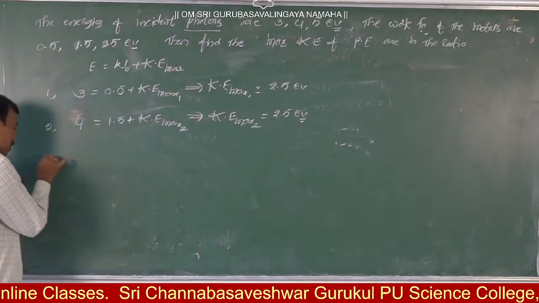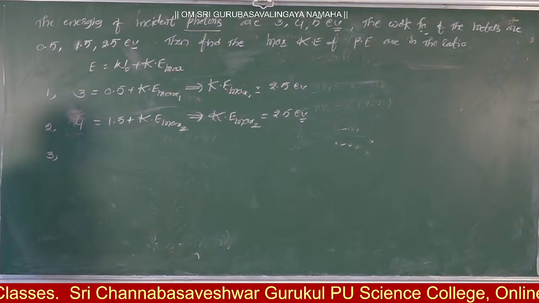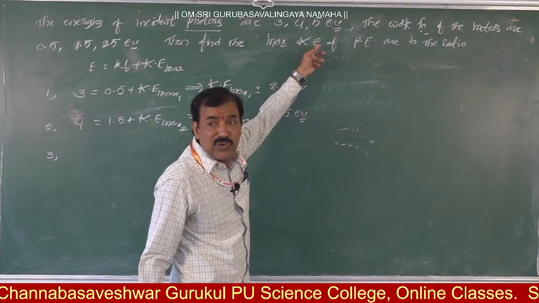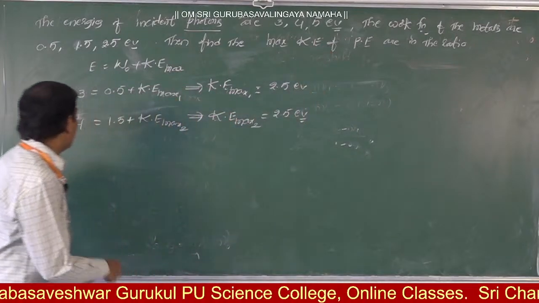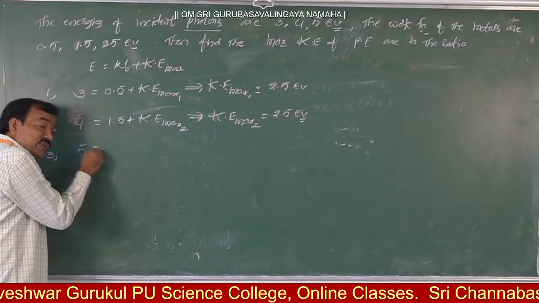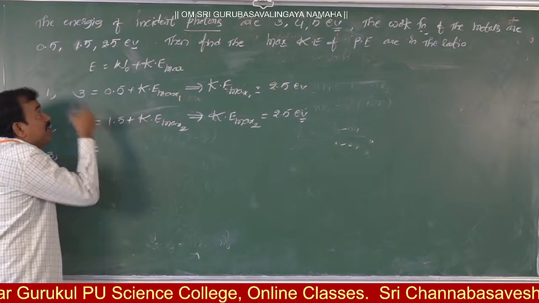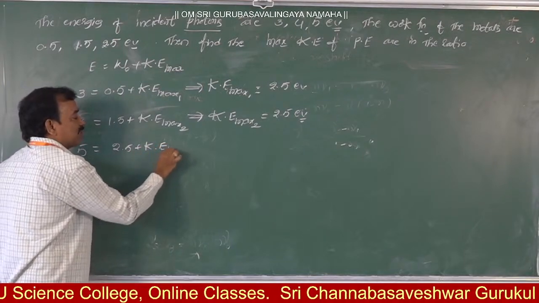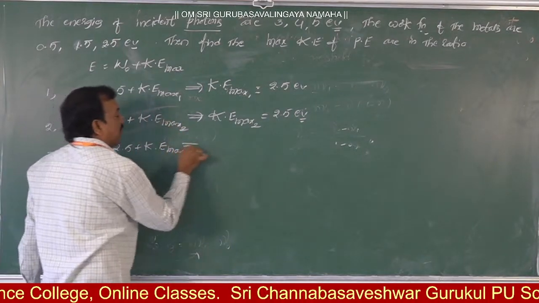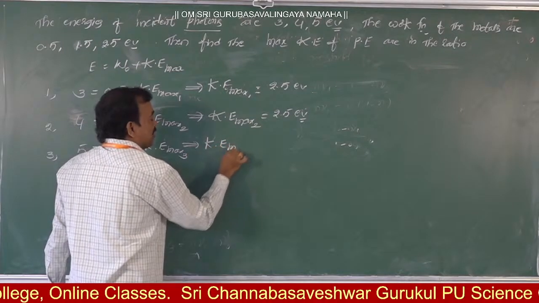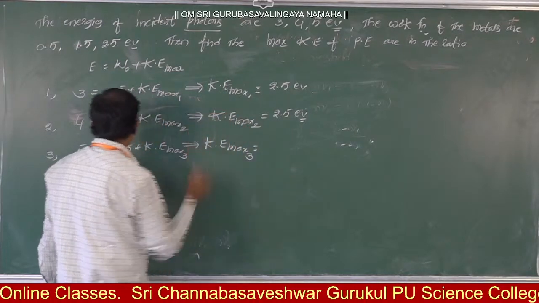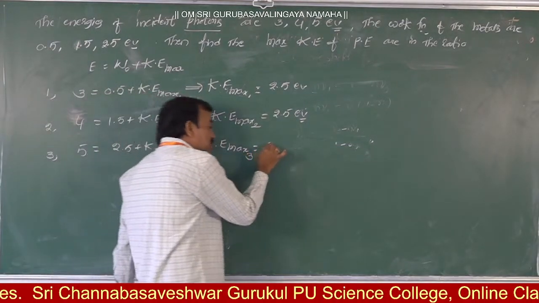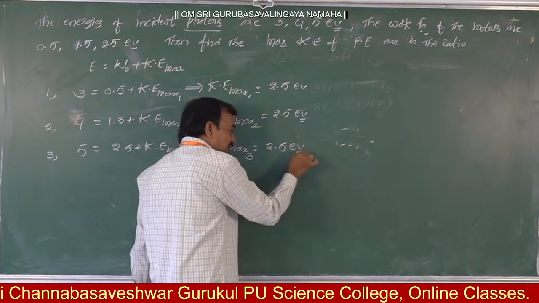Next, the third case. Again here the photon energy is equal to 5 electron volt. The work function of this third metal is 2.5, so 5 is equal to 2.5 plus Ke maximum 3. So the Ke maximum 3 is equal to 5 minus 2.5, which is 2.5 electron volt.